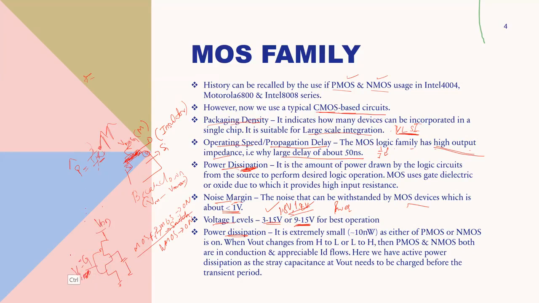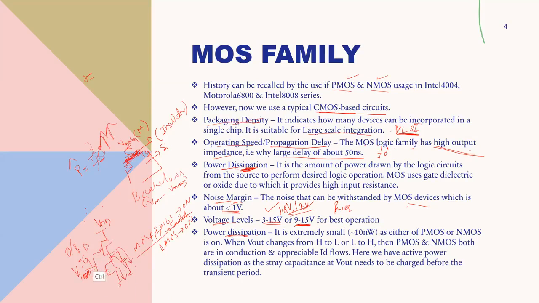Yeah, V input can be either 0 or it can be VDD. When V input is 0, what will be on? PMOS will be on. And when V input is VDD, NMOS will be on. So when PMOS is on, the capacitance will start charging from VDD. And when your NMOS is on and PMOS is off, your capacitance will start discharging towards the ground.